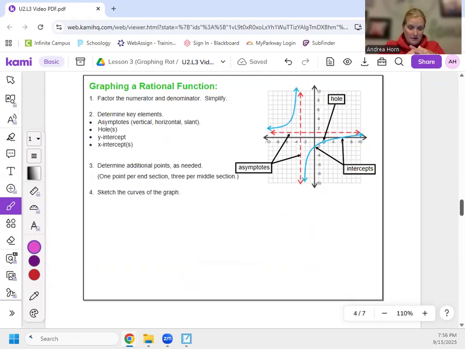If we are able to simplify, then remember we have a hole. Then determine all of our key elements. That's what we just did on the last example. We found all the asymptotes, we found all the holes, we found y's and x's.